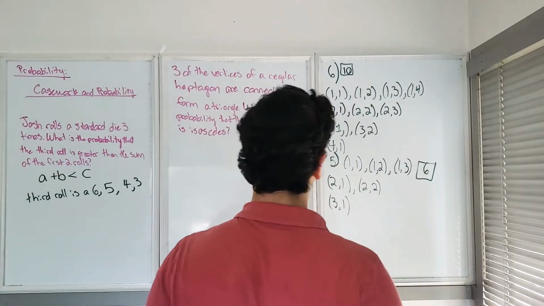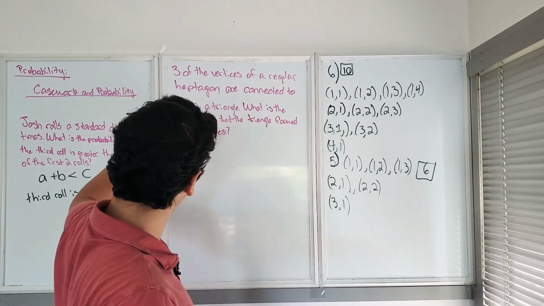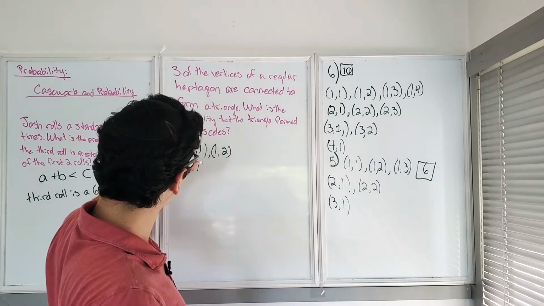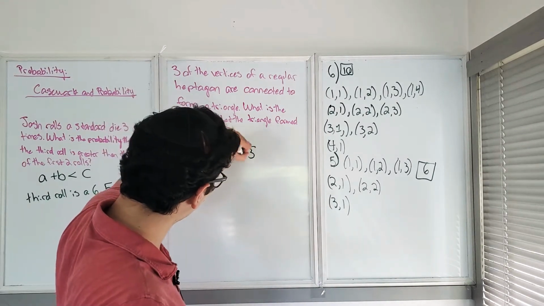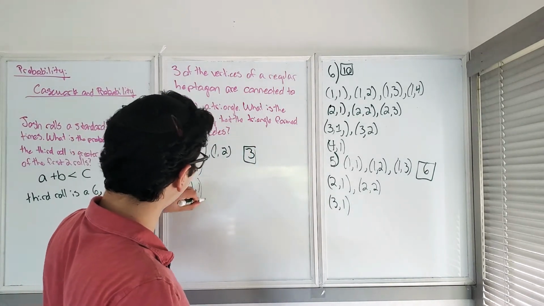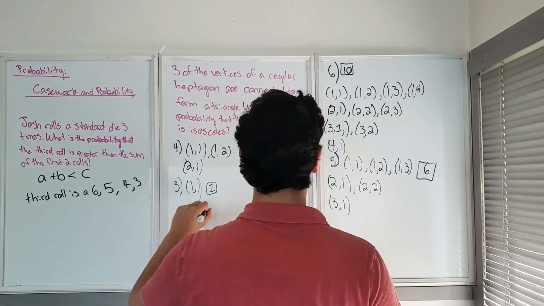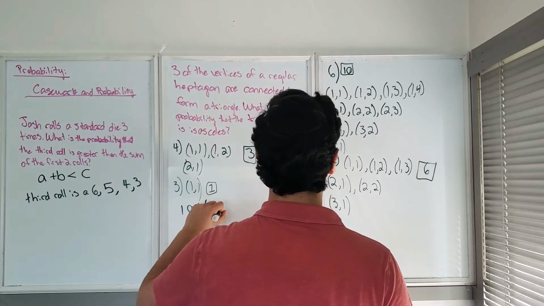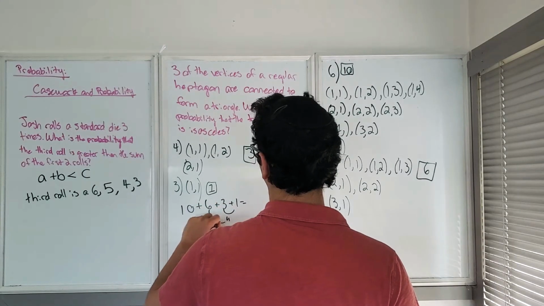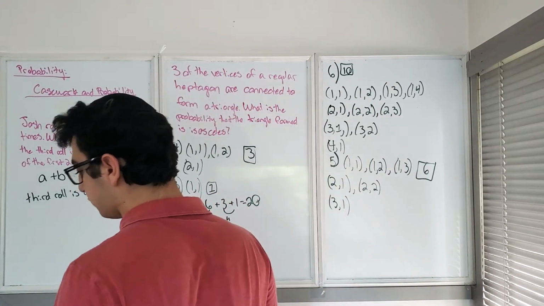And now we still need to check 4 and 3. So for 4, we could have 1, 1. We could have 1, 2. We can't have 1, 3. And we could have 2, 1. That gives us a total of 3. And now for 3, we only have 1 case for a total of 1. And so now the sum of all the numbers would be 10 plus 6 plus 3 plus 1, which equals, that's 4, that's 10, that's 20. So our numerator is going to be 20.